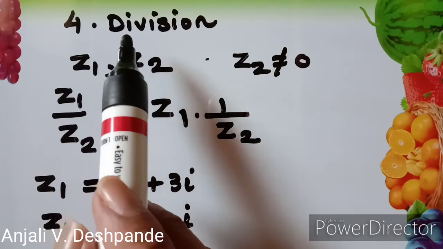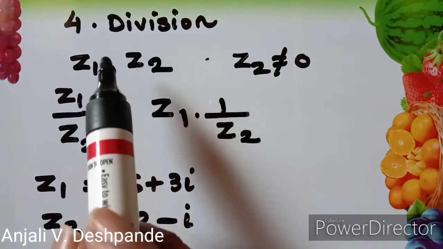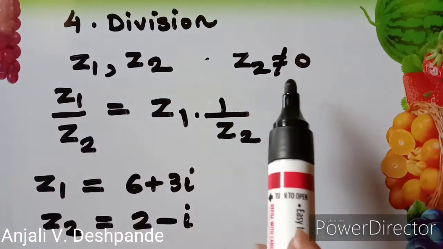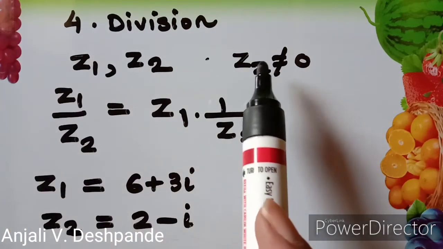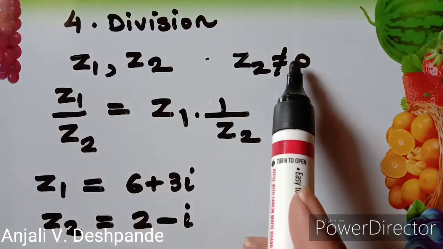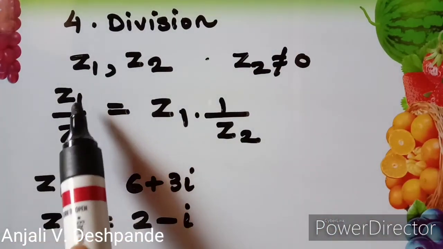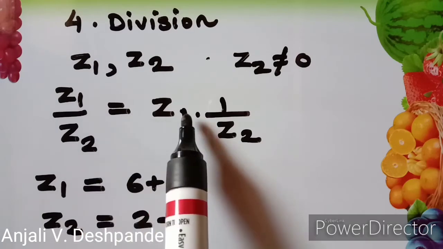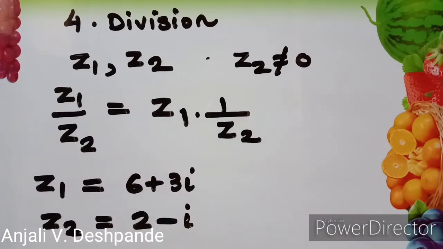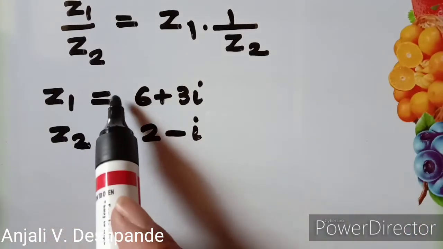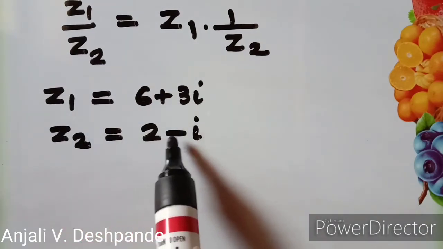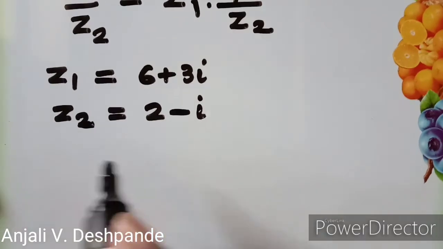We will see next division of two complex numbers. Suppose z1 and z2 are complex numbers, and since it is division, the denominator will not be equal to 0, so z2 is not equal to 0. That is the condition. So z1 upon z2 is equal to z1 into 1 upon z2. Now let us say the given numbers are z1 equal to 6 plus 3i and z2 equal to 2 minus i.